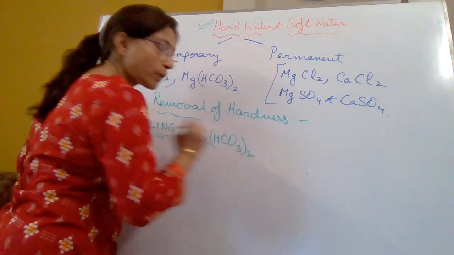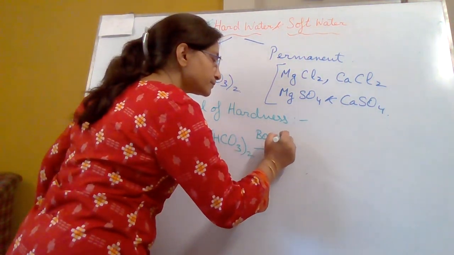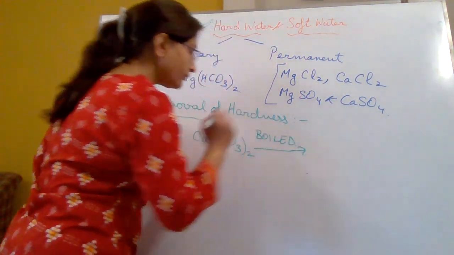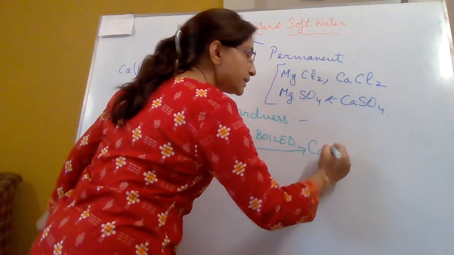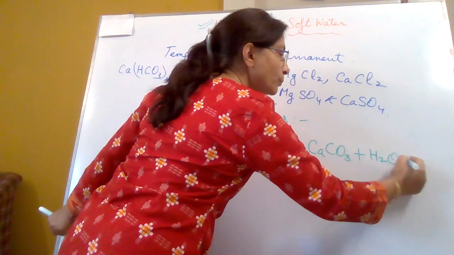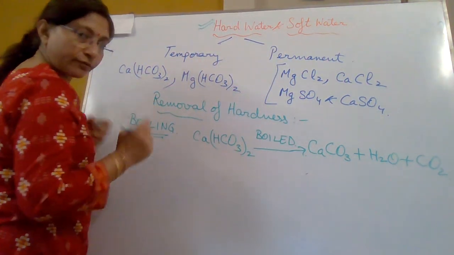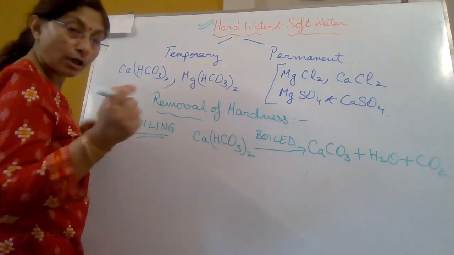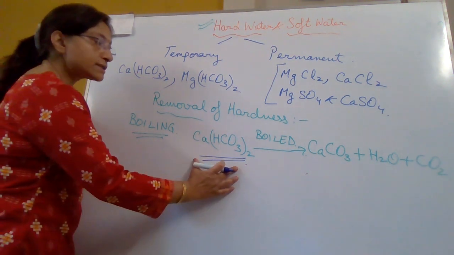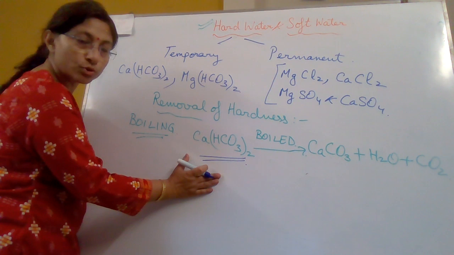Ca(HCO3)2, when it is boiled, we will obtain CaCO3 plus H2O plus CO2. Now a confusion should not come to mind that we are boiling Ca(HCO3)2. No, we are not boiling Ca(HCO3)2.